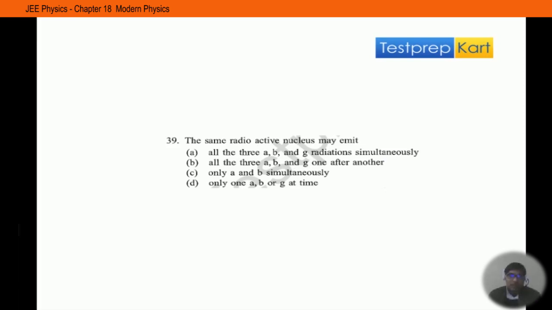Next is, the same radioactive nucleus may emit all 3, alpha, beta and gamma particles simultaneously. This is not possible. Second, all 3, alpha, beta, gamma, one after another. There is no such protocol of emission. It depends on the energy and size of the nucleus which kind of emission would take place at which instant. Only alpha and beta simultaneously, there is no simultaneous emission, so it is not right. Only one, A, alpha, beta or gamma. Please read this A as alpha. Alpha, beta and gamma at a time taking place. It is right.